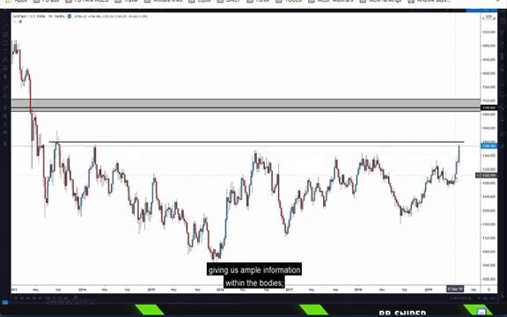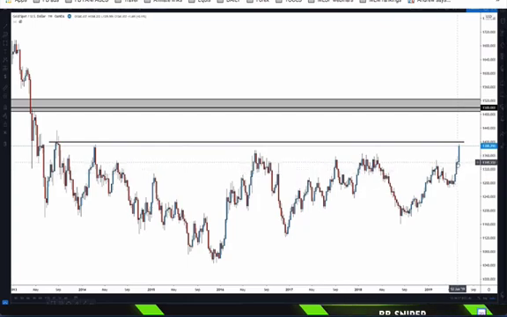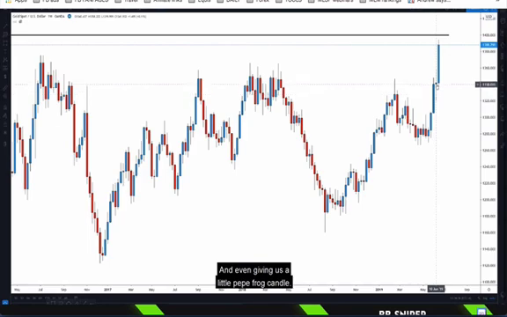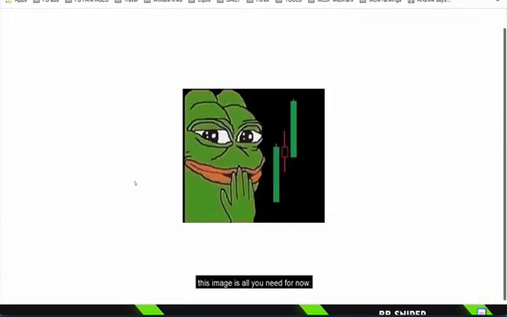giving us ample information within the bodies, higher opens, higher closes. Moving incredibly bullishly. Even giving us a little Pepe Frog candle. If you don't know what that means, this image is all you need for now.